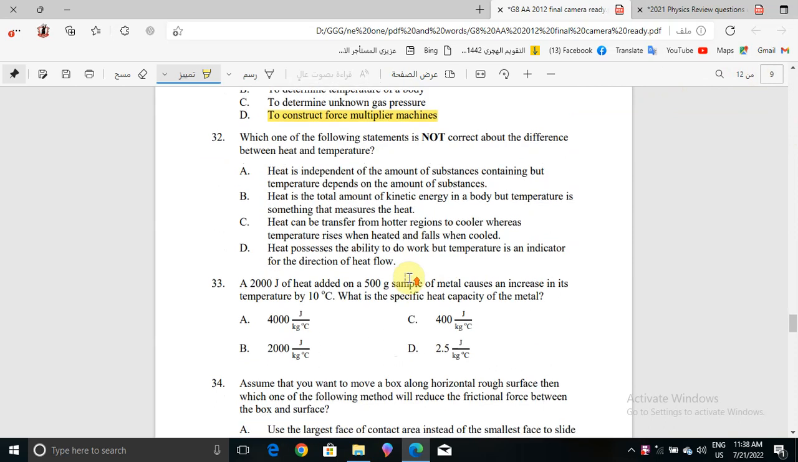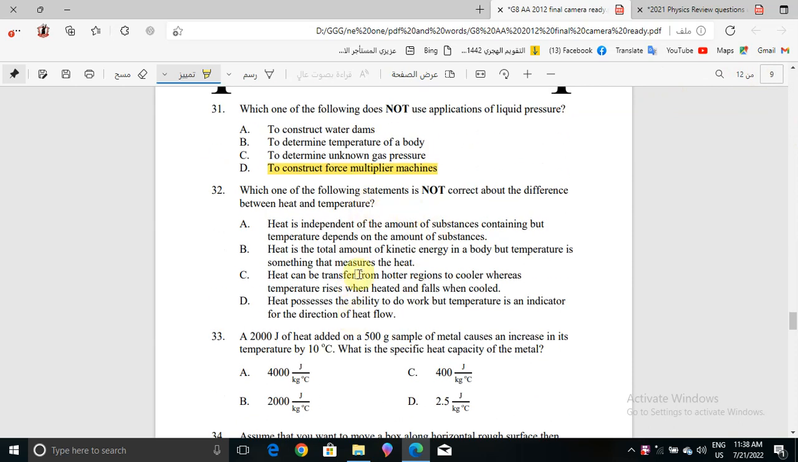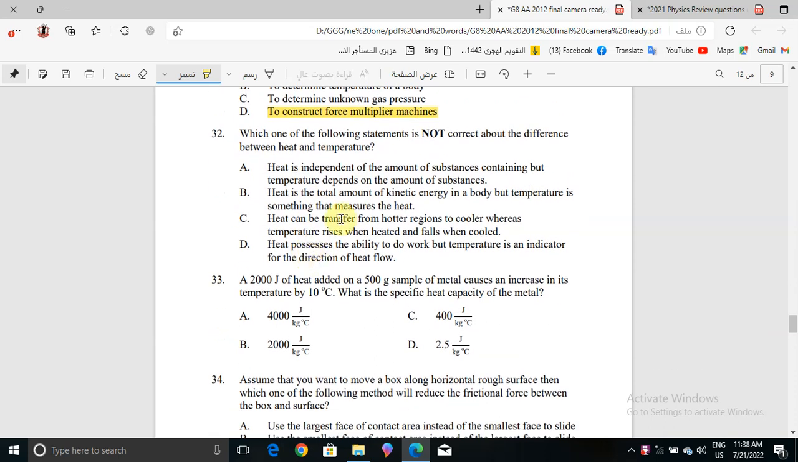Okay, now question number 32 is the same thing. All of them are correct except one. Which one of the following statements is not correct about the difference between heat and temperature? So all of them are correct except one, which is not correct about the difference between heat and temperature. Heat is independent of the amount of substance containing, but temperature depends on the amount of substance. No, this one is not correct. So that means choice A is not correct about the difference between heat and temperature.